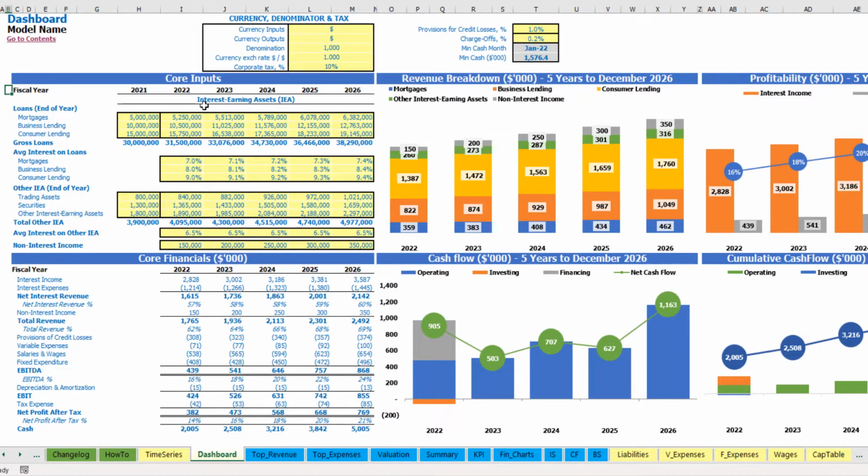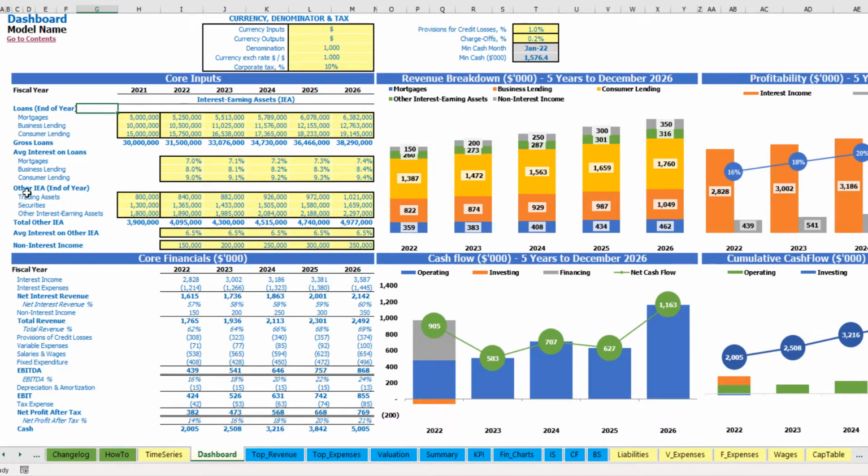First of all, you should input your interest earning assets, the ending balance of previous year, in this case 2021, and for the 5 next years. This is a balance as of the end of the year. There are 2 main categories: loans and other interest earning assets. So for loans you have up to 3 categories: mortgages, business lending and consumer lending. And also you can input the average interest on loans by years and by categories.